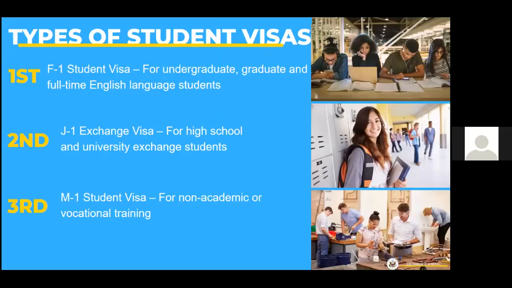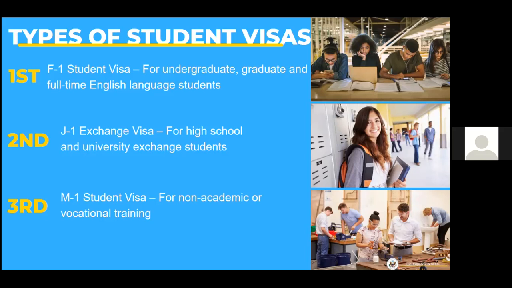And so your next question is, if I apply to school, what kind of student visas are available to me? Well, it depends on what kind of student you are. The first type is an F1 student visa. It's for undergraduates, graduates, and full-time English language students. So if you're going for your bachelor's degree, a grad degree, or a PhD in the United States, or if you want to learn English full-time in the United States, you'll be applying for an F1 student visa. It's important to understand that that is an option available to you.